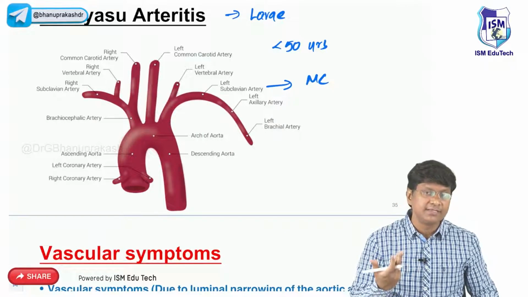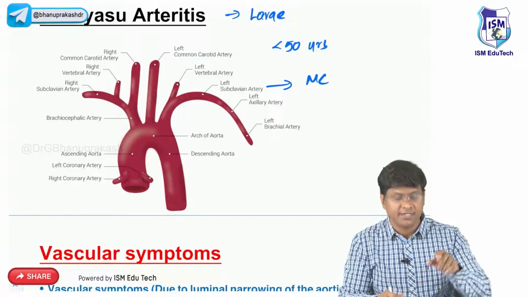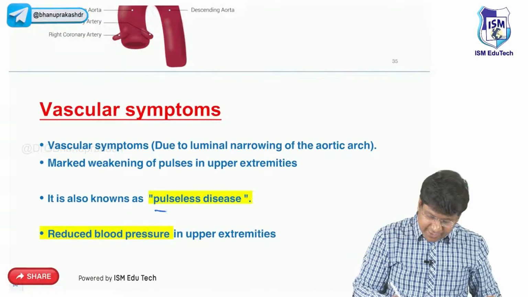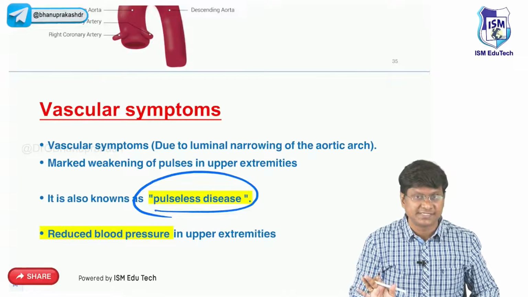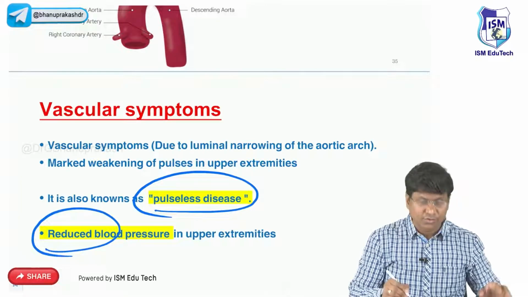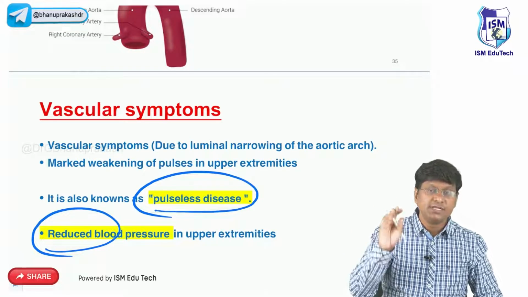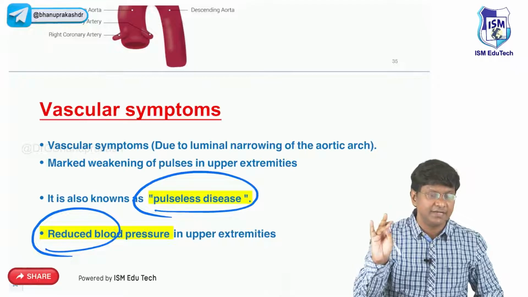Now, what will be the vascular symptoms in these individuals? Because of the involvement of the left subclavian artery, the blood supply to the left upper limb will be reduced, and thereby the individual will have absence of pulse in the left upper limb, and we call it pulseless disease. And not only that, there will also be reduced blood pressure in the left upper limb compared to the right. So there will be asymmetrical pulse and asymmetrical blood pressure between the two upper limbs.